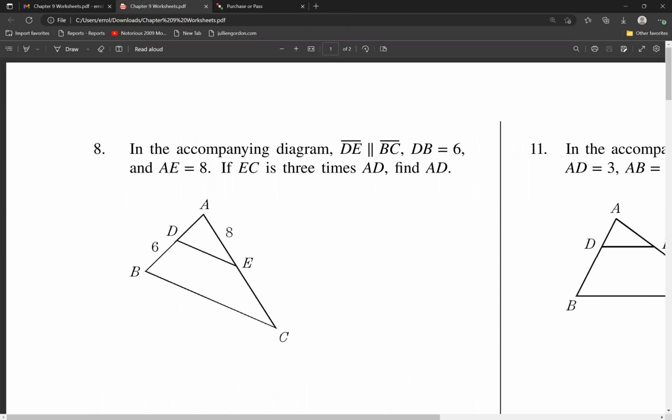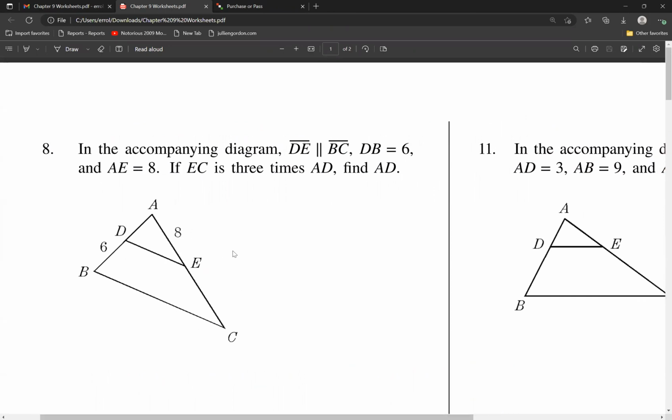In the accompanying diagram, DE is parallel to BC. DB equals 6 and AE equals 8. If EC is 3 times AD, find AD. Okay, so in the accompanying diagram, line segment DE is parallel to BC. That means that this line right here is parallel to this line right here. DB equals 6. Where's DB? DB right there. That's 6. AE is 8. This is 8 right here.